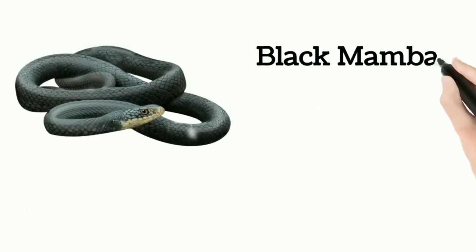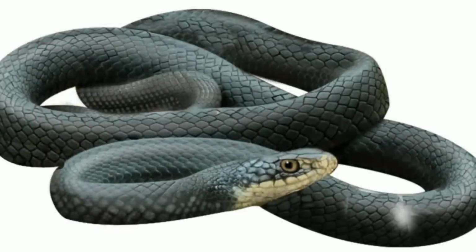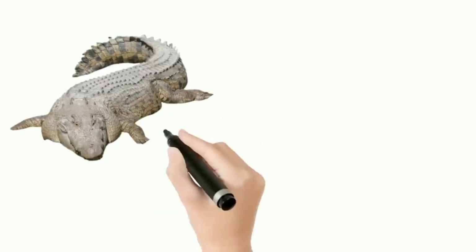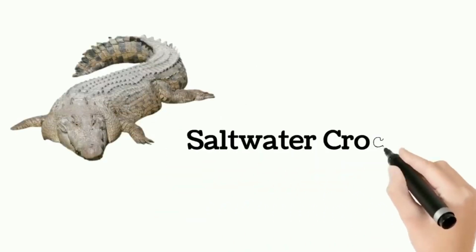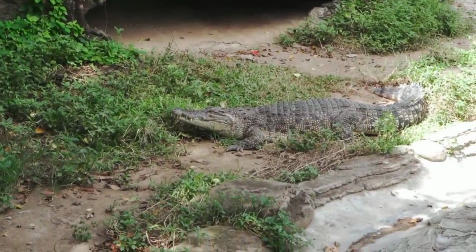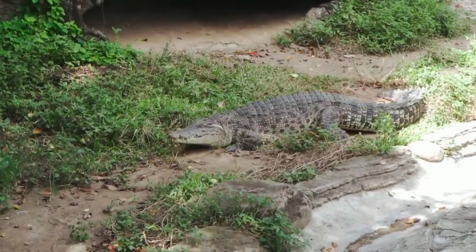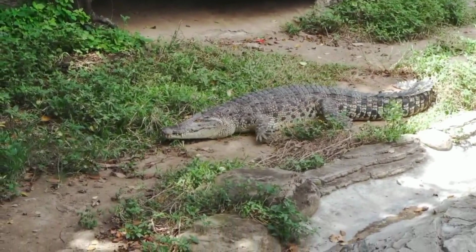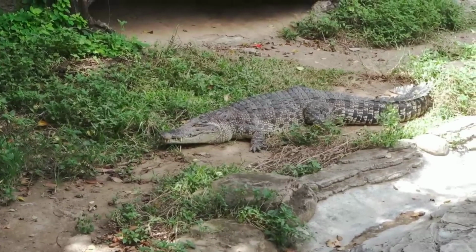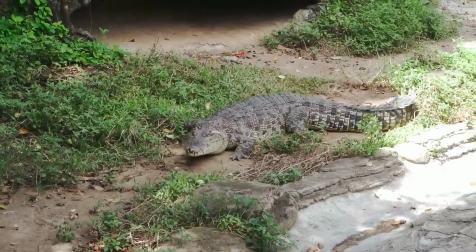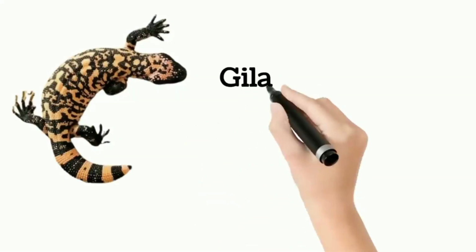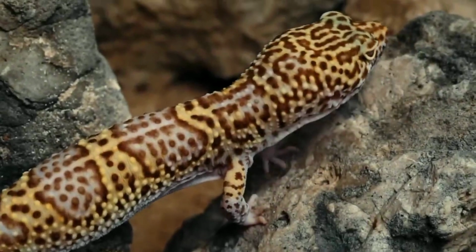This is black mamba. Black mamba. This is saltwater crocodile. Saltwater crocodile. This is Gila monster. Gila monster.